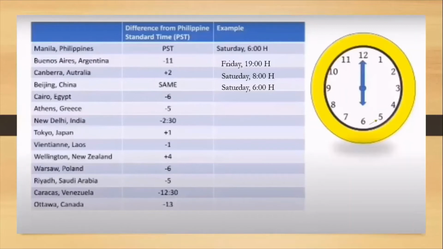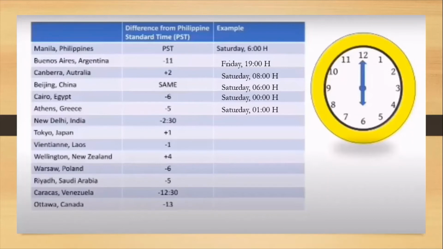Let's count: 1, 2, 3, 4, 5, 6. So it is 12 midnight, or in 24-hour format, 0000 hours. It is still Saturday, the start of Saturday. For Greece, they are delayed 5 hours. Let's count: 1, 2, 3, 4, 5. The time in Greece is Saturday, 1 o'clock in the morning.